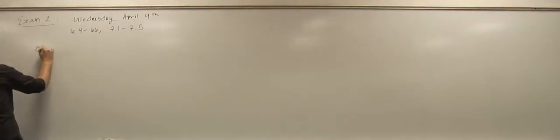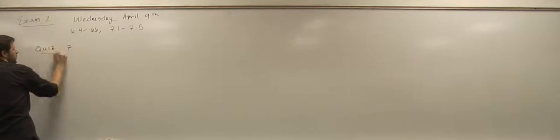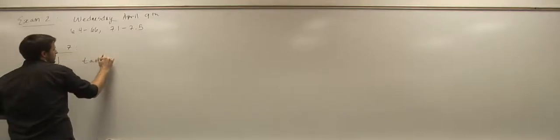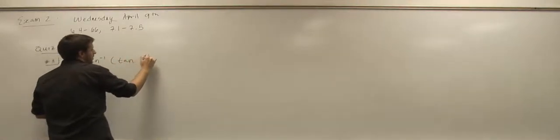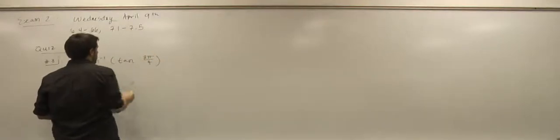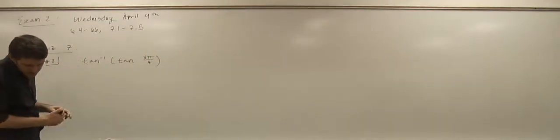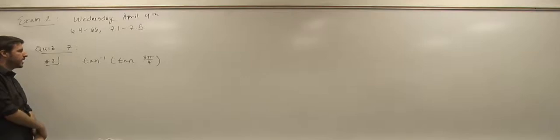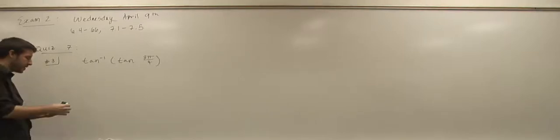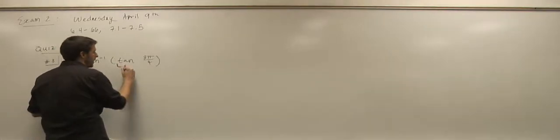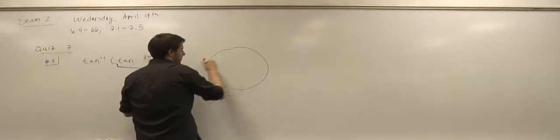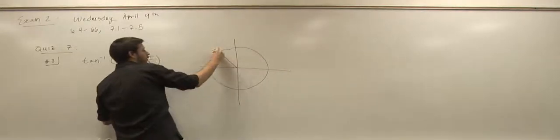So from quiz 7, which was the one you just turned in, number 3 asks you what tan inverse of tangent of 3 pi over 4 equals. This one you should actually do without just evaluating it, right? Like you know, for example, what the tangent of 3 pi over 4 is. Because you can go on your unit circle, and you can say, okay, 3 pi over 4 is over here.